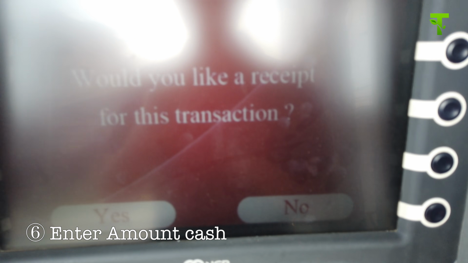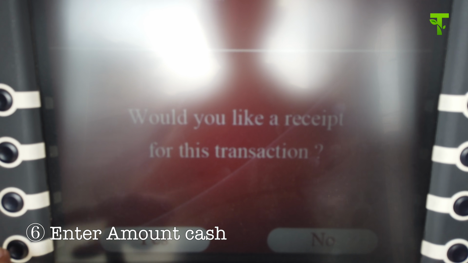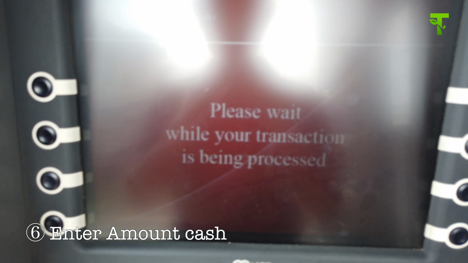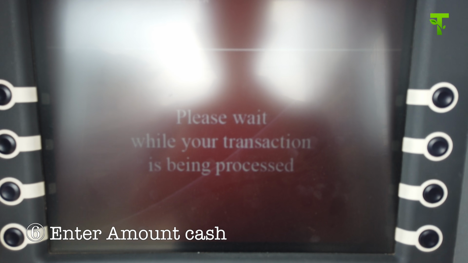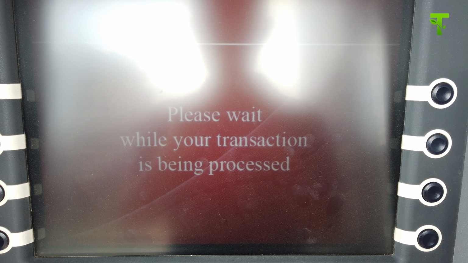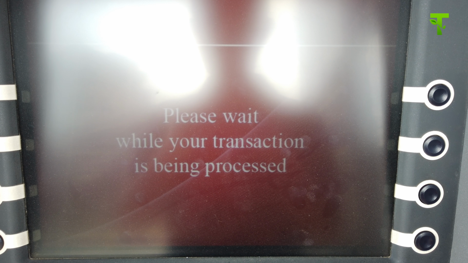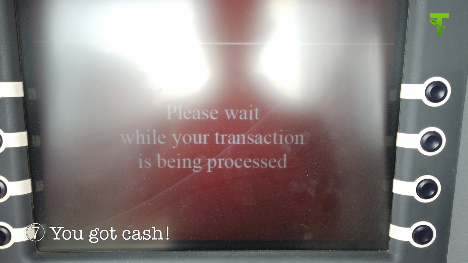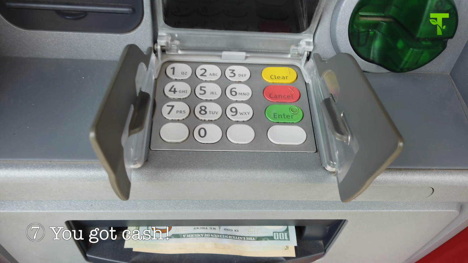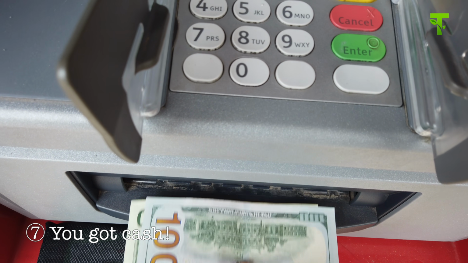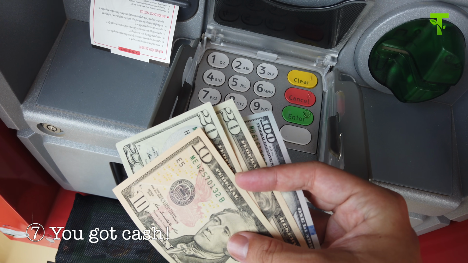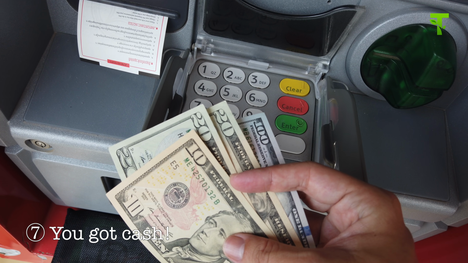Push confirm. Would you like a receipt for this transaction? Now I choose yes. Please wait. Okay. Number 7, you got the cash. Let's check that the cash amount is correctly 150.